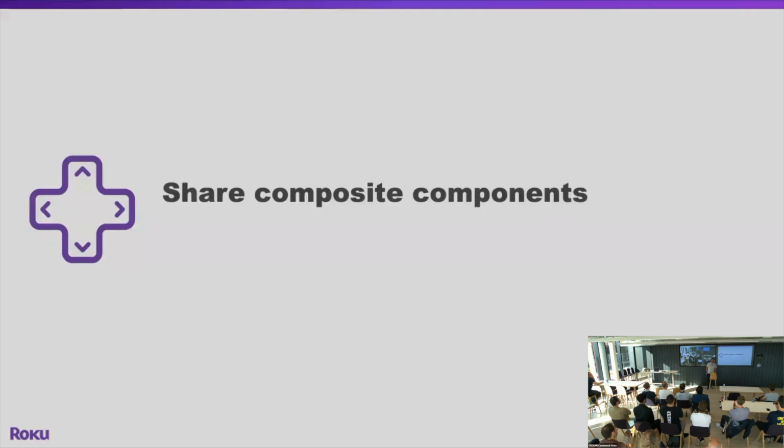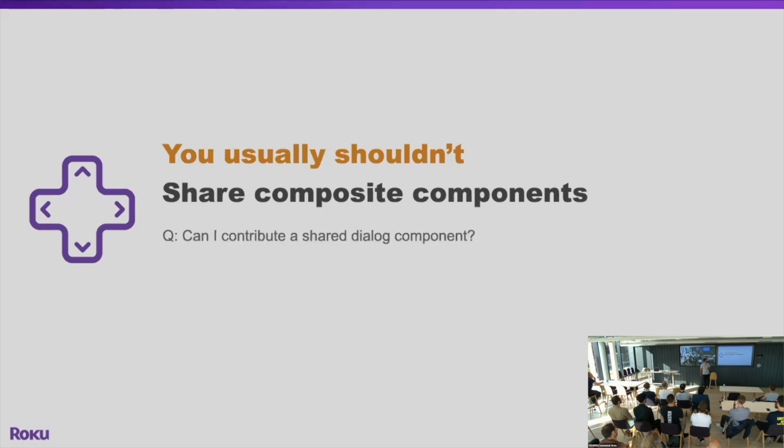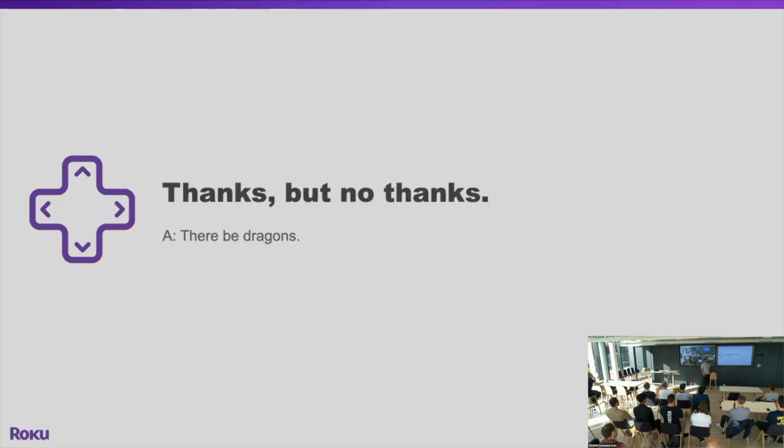All right, so next thing. Okay, step 1 did not work, but maybe there's hope for step 2. Sharing composite components. Plot twist, you usually shouldn't do this either. So I want to tell you all a story. We roll out MUI, our first iteration, and I have a developer come to me and they say, hey, Tim, I had to create a dialogue. There's 5 of them in our app. So I wrote a shared dialogue component. Can I contribute it? Can this be the dialogue component for all of Roku? And my answer is thanks, but no thanks.